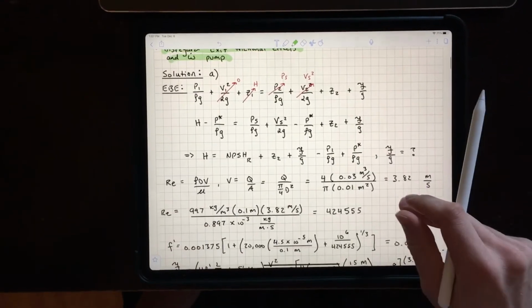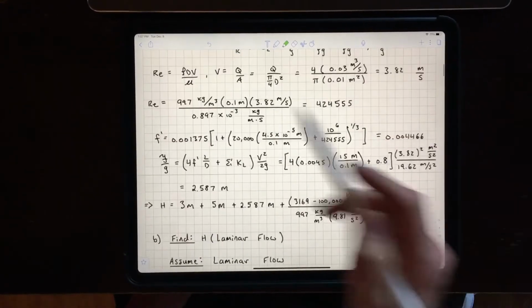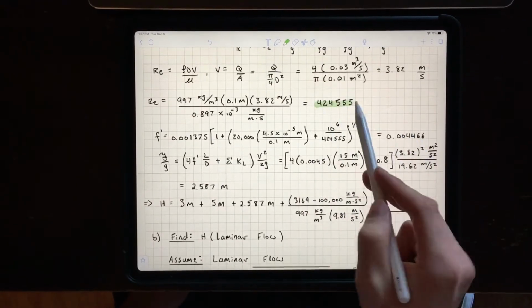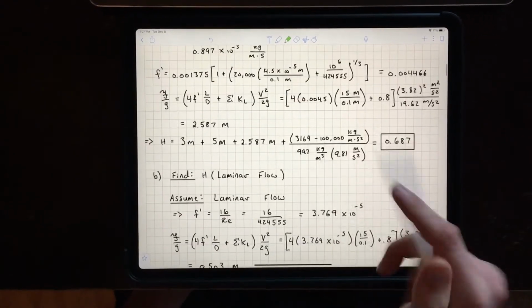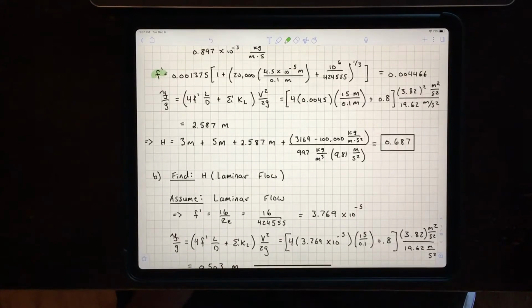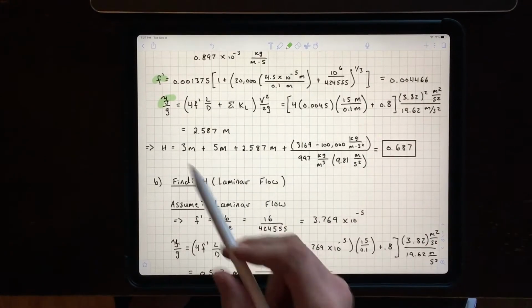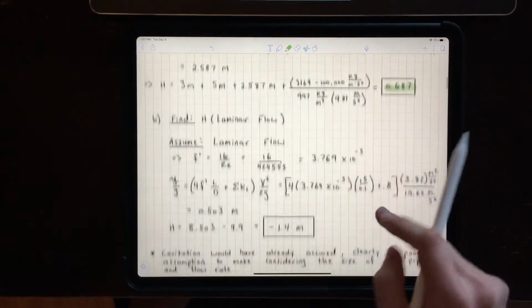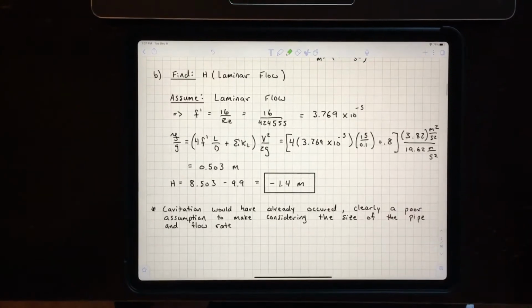Using the extended Bernoulli equation to solve for H, we're first going to solve for the velocity and then get the Reynolds number, which is definitely turbulent. So we're going to use the F prime term for turbulent flow to get script F, which gives us the head available. In part B, we're now going to assume laminar flow.